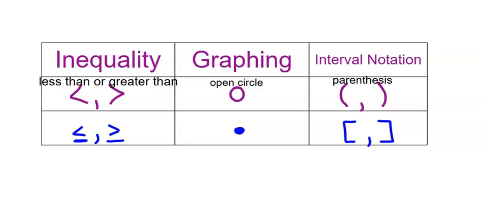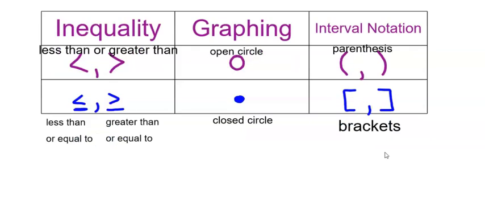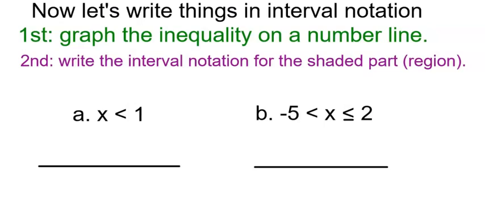So let's make sure we have the words up here too, and then we're going to go from there. Bam, there are the words. So again, if it's less than or greater than, we had an open circle on the graph, and parentheses in interval notation. Less than or equal to or greater than or equal to, we have closed circles and we use brackets. So let's move into our example where we talk about all this stuff. Let's cover that up.